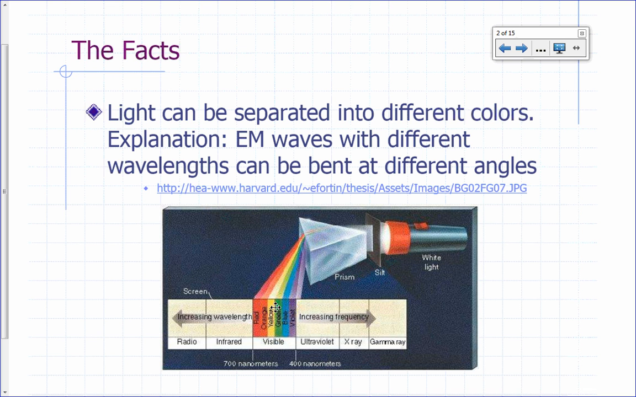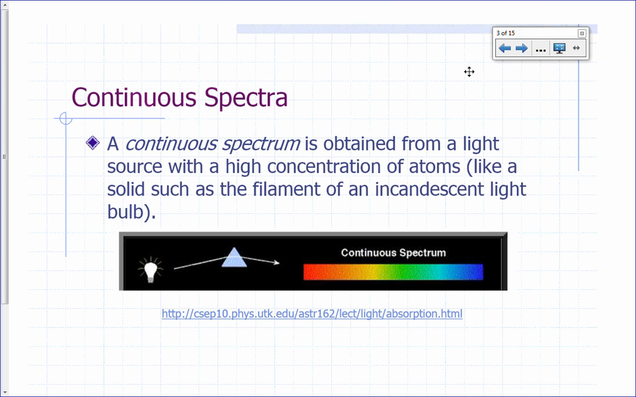Okay, and of course you have light that you can't see. Invisible light would be in the infrared and radio waves. That's past the red, or beyond the violet end of your spectrum, you have the ultraviolet, X-rays, and gamma rays.